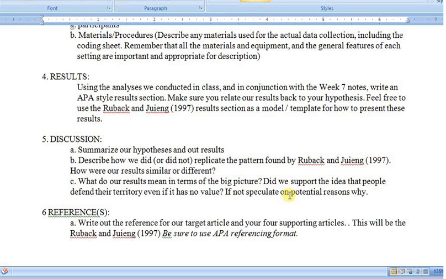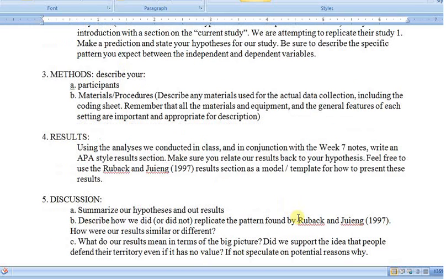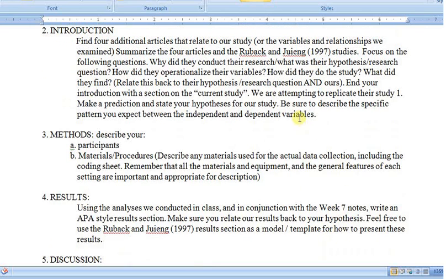Now, as you sit here and think about this breakdown of work, you will probably come to the conclusion that there is more work that is going to need to go into the introduction compared to the methods, the results, and the discussion. And this is true.